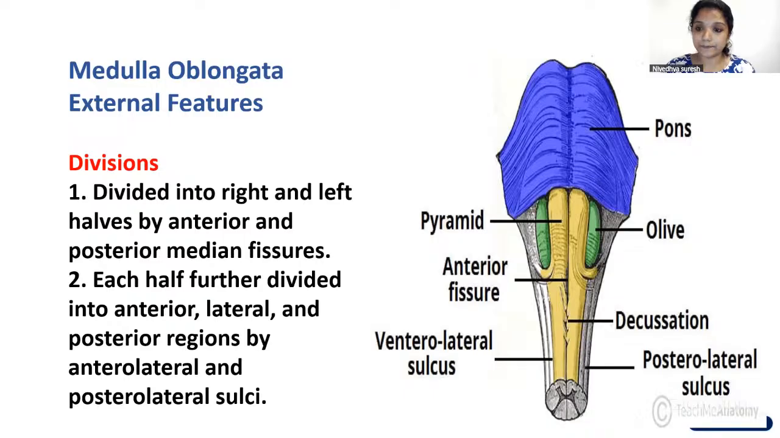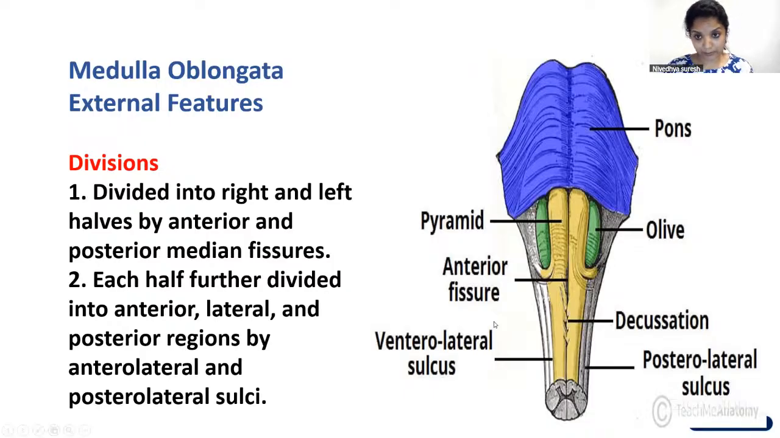The olive is nothing but an oval shaped elevation. This oval shaped elevation is called the olive. Then what other things can we see? The anterior median fissure is continuing here, and then here is the anterior lateral sulcus. As I already explained, the region between the anterior and the lateral region is separated by the anterior lateral sulcus, and the posterior and the lateral region is separated by the posterior lateral sulcus.